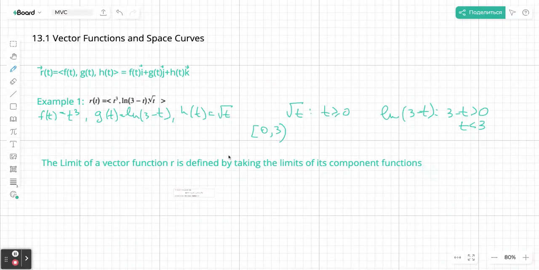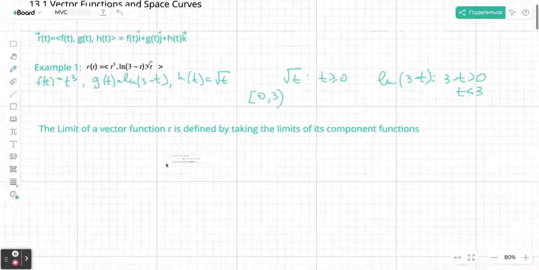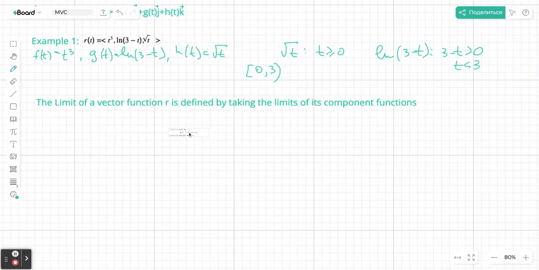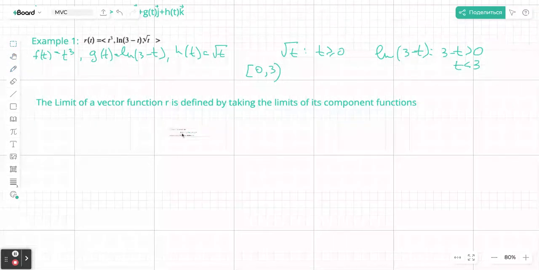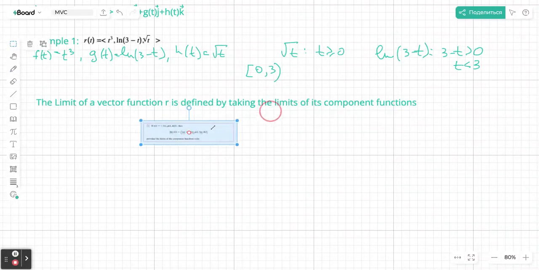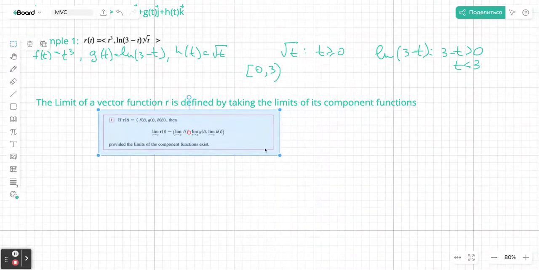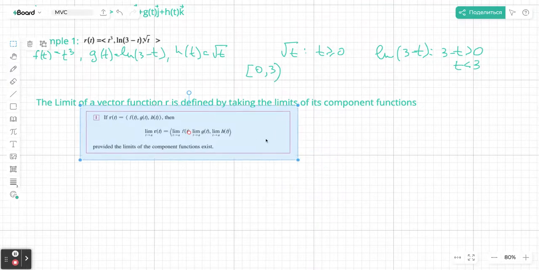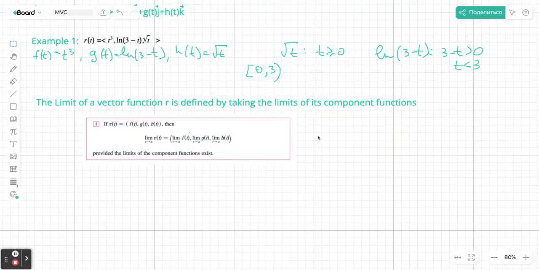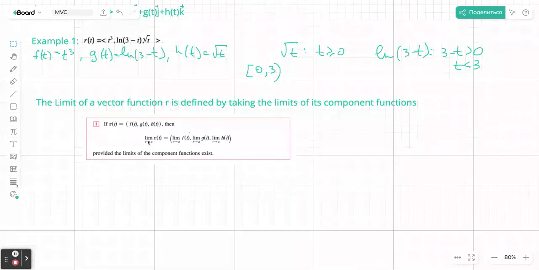Now, what's a limit? The limit of a vector function is defined by taking the limits of its component functions. In other words, here is my bigger definition. So if r of t is f of t, g of t, h of t, then the limit is going to be the limit of f of t, limit of g of t, limit of h of t when t approaches a. And same as before, a can be 0, it can be infinity, whatever.